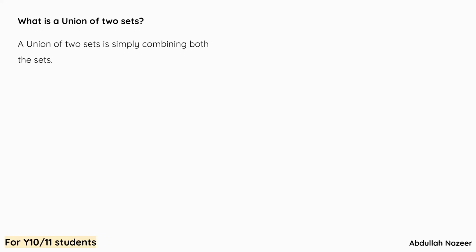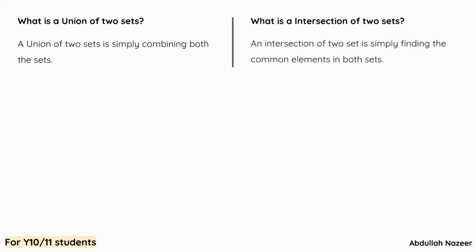So first of all, we'll learn about what a union of two sets is. A union of two sets is simply combining both the sets. What does that mean? Well, when you have two different sets, and if you put together both the sets, that set is called the union of the two sets. And then we have the intersection of two sets. The intersection of two sets is simply finding where the common area is for both the sets.